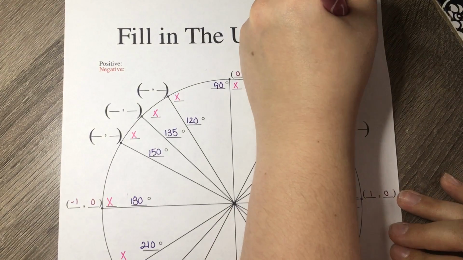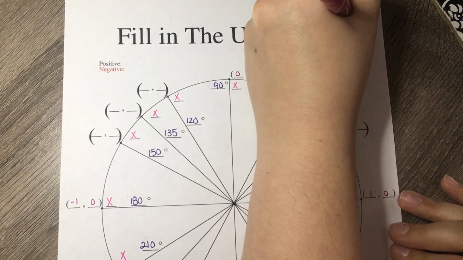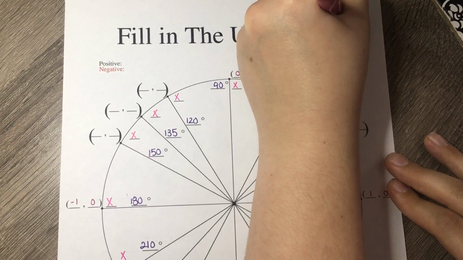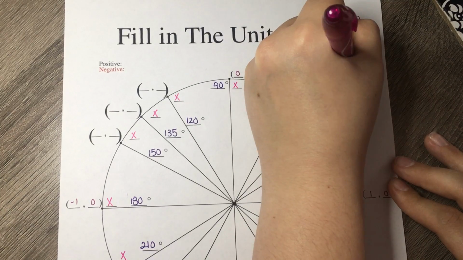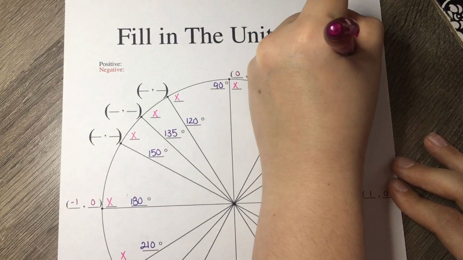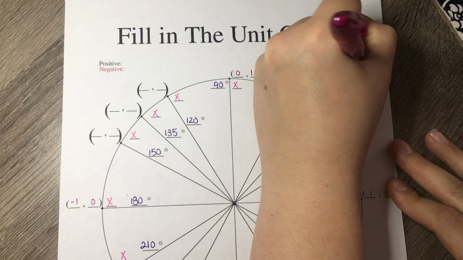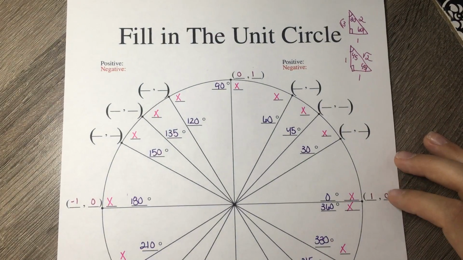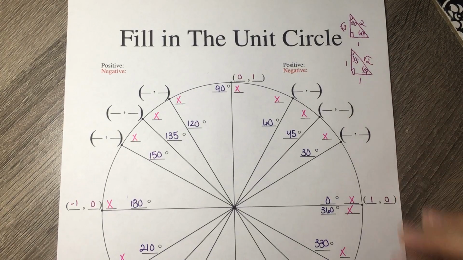Okay, we're going to use these triangles to help us. So we've got our 30-60-90 triangle with sides 1, square root of 3, and 2, and our 45-45-90 triangle with sides 1, 1, and square root of 2. Or you could use the one that we built together that has hypotenuse 1.